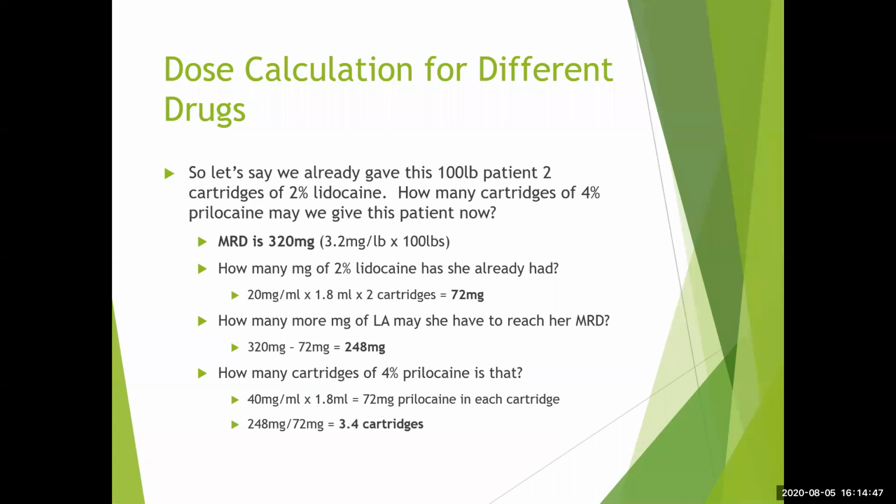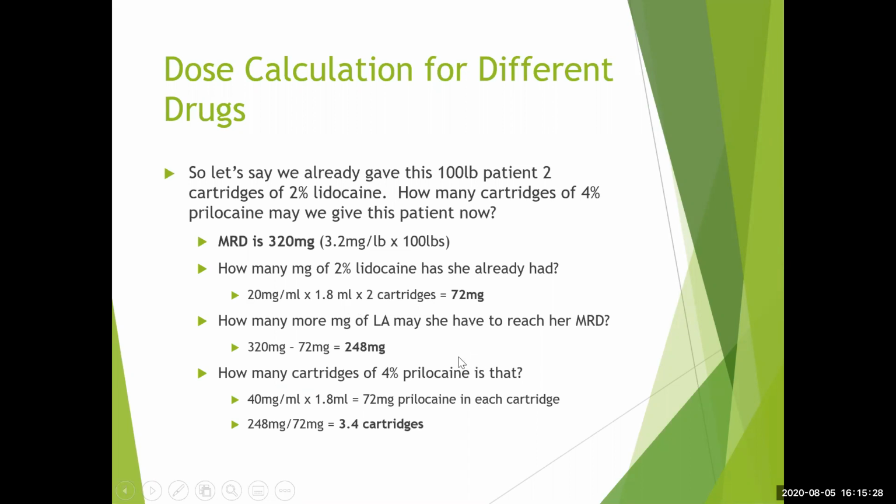Then we determine how much lidocaine she has already had. With a 2% formulation, we have 20 milligrams of lidocaine per milliliter of solution. We multiply that by the size of the cartridge, 1.8 milliliters. Then we want to keep in mind that we gave her 2 cartridges, so you want to multiply that by 2 cartridges. A lot of times students will forget to do that part. So 20 milligrams per milliliter times 1.8 milliliters times 2 cartridges equals 72 milligrams. That's how many milligrams of lidocaine that we already gave her.